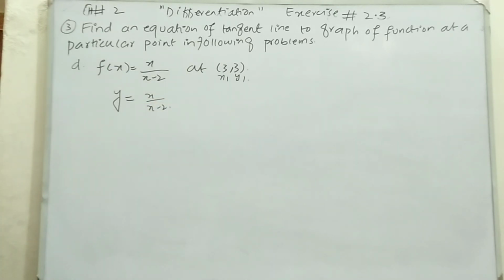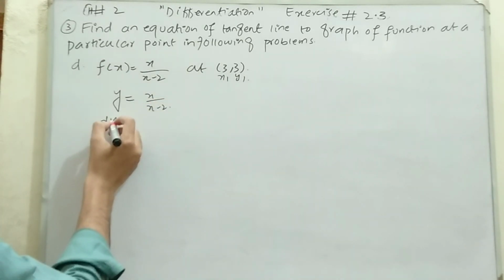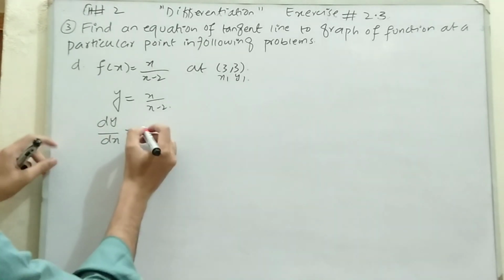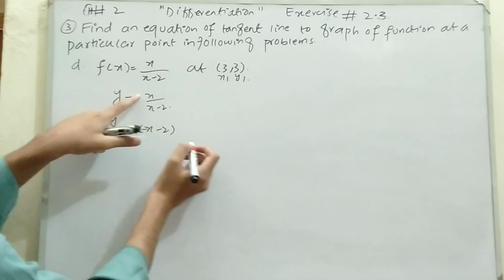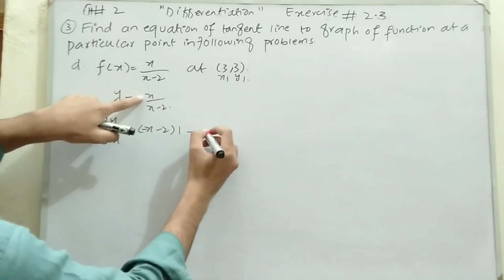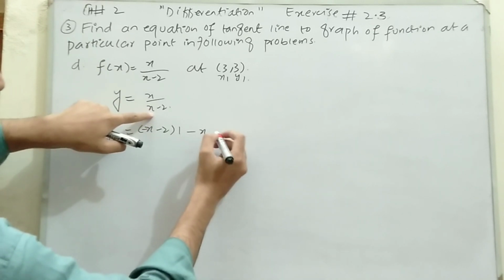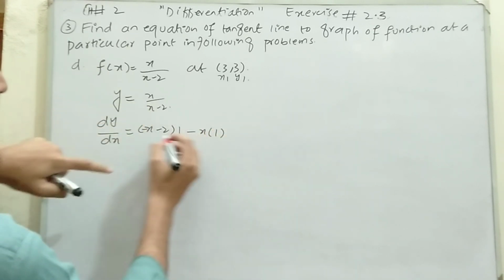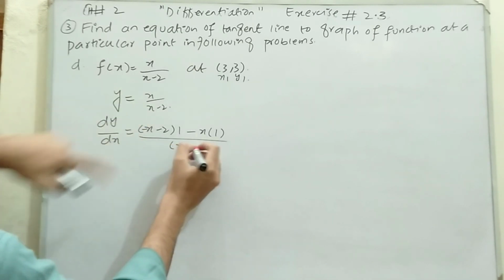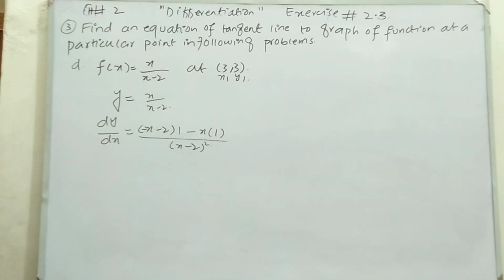So f of x is equal to y, which is equal to x divided by x minus 2. Now using the quotient rule for finding the derivative of this function. The quotient rule tells us: the second function x minus 2 multiplied by the derivative of the first function, which is 1, minus the first function times the derivative of the second function, which is 1, divided by the second function, x minus 2, whole square. This is the derivative using the quotient rule.